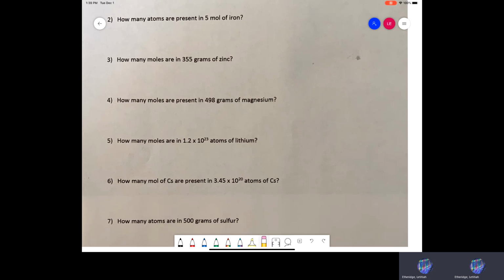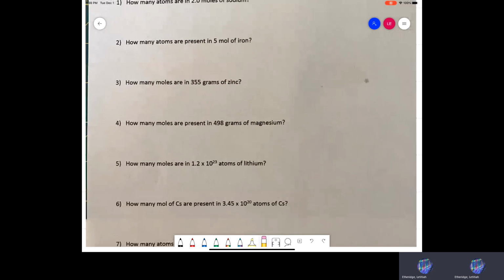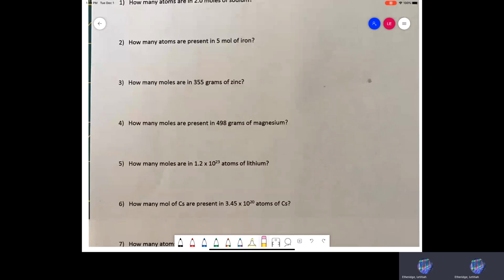The top 4 that I'm going to do are going to be question 2, 3, 5, and 8 on your worksheet. Okay, so let's get into it. Question number 5 is going to be, how many atoms are present in 5 moles of iron?